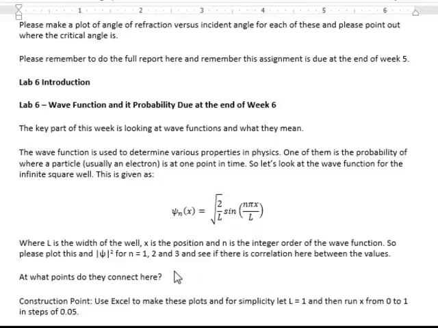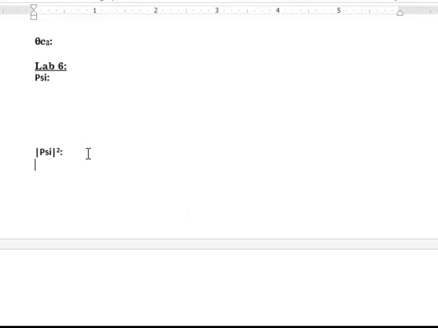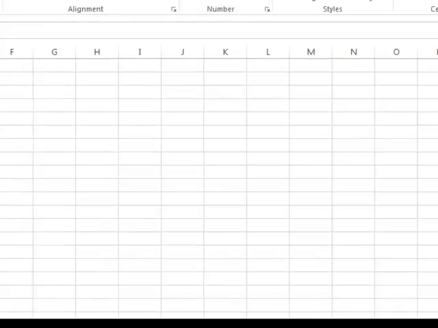So let's go over to Excel, and actually let's go over to the lab answer sheet first. So you notice here all we're looking for is a graph of psi squared, and then you're supposed to also explain where they connect and what the point of this is. So let's actually go over and look at Excel a little bit.